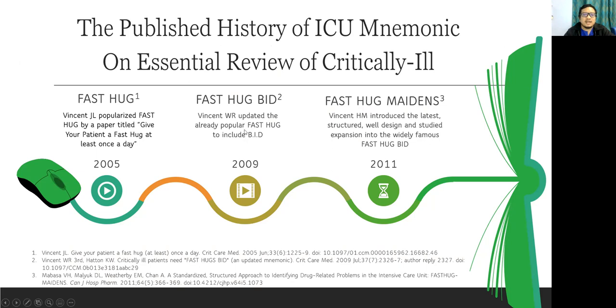And next one in 2009, Fast Heart BID, Vincent WR updated the already popular Fast Heart to include BID. And then the last one, the latest one, is Fast Heart Maidens in 2011, given by Vincent HM to introduce later structured well-designed study expansion into the widely famous Fast Heart BID.